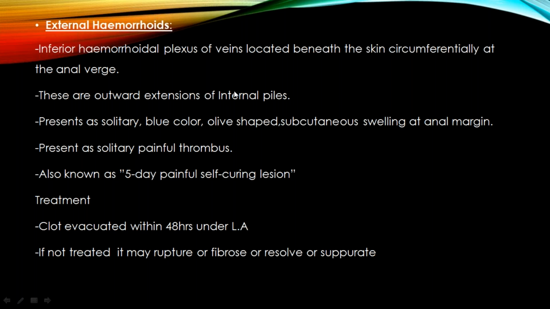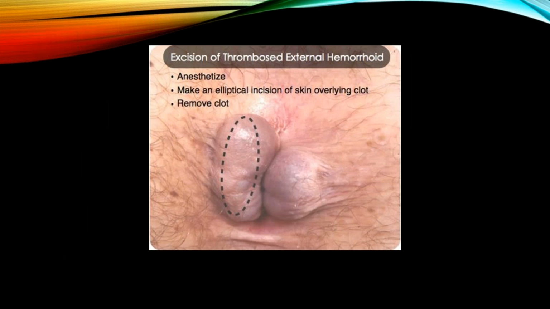Whenever there is an external pile, how will it appear? It will appear as a solitary single blue color olive shaped subcutaneous swelling at the anal margin. Here you can see, it is olive shaped. Here there are actually two. You can see this is the anus, above is the anterior, below is the posterior. These are the buttocks. This is the anal opening, the anal verge. You can see them at the anal verge. These are covered with skin.